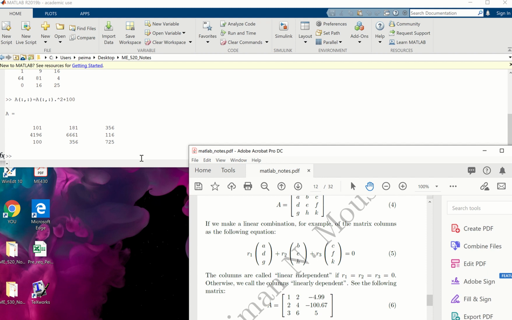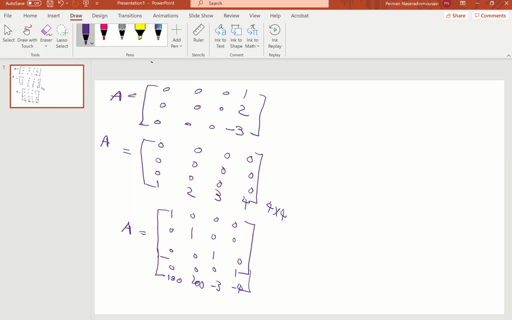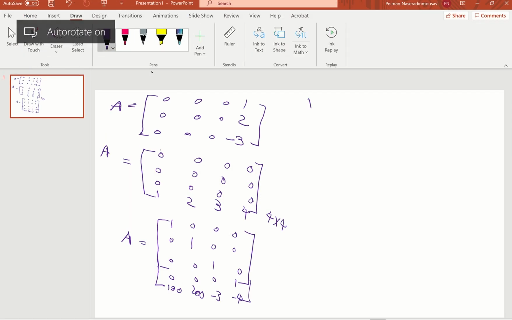So let us see the following matrix. A is 1, 2, minus 4.99, 2, 4, minus 100.67, and 3, 6, 5. Again, I'm going to come back to this for the inverse of a matrix. This is the matrix that we have. So now let's go to the notes. So guys, the matrix was this.